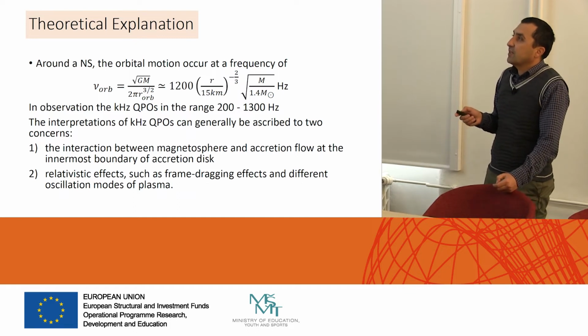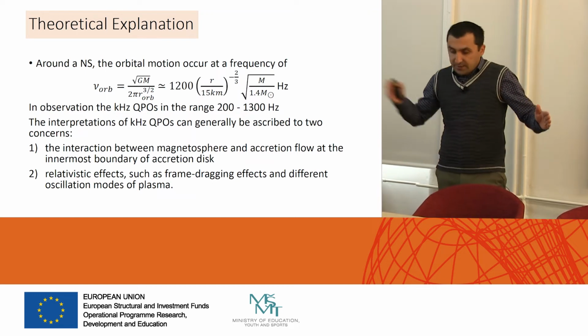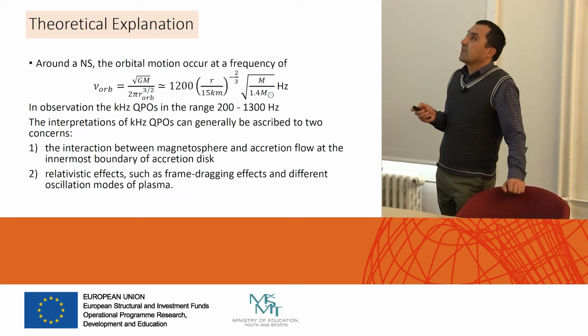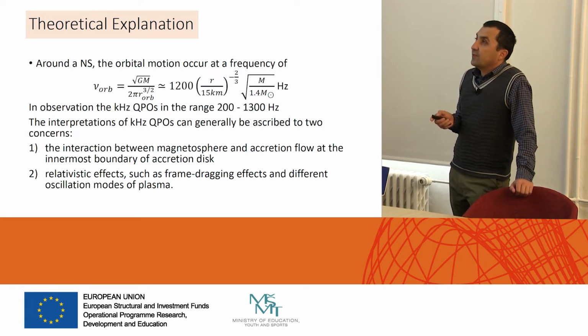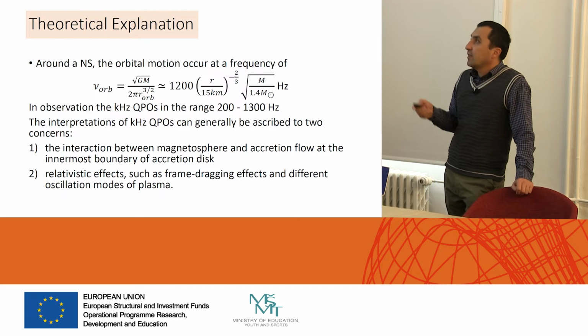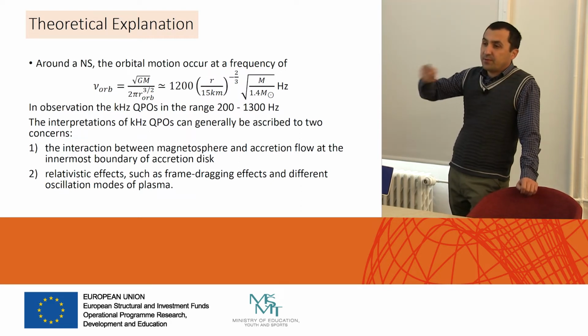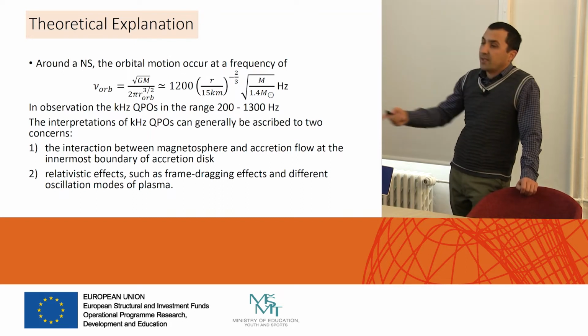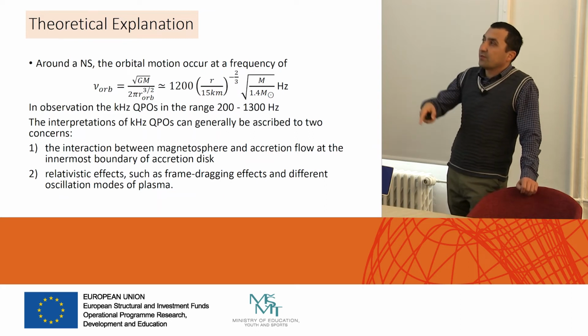Here the mass is taken as 1.4 solar mass, and the inner edge of the accretion disk is about 15 kilometers. For observed kilohertz QPOs in this range, this estimation shows that the upper frequency of twin-peak kilohertz QPOs can be explained as the orbital frequency of particles at the inner edge of the accretion disk.